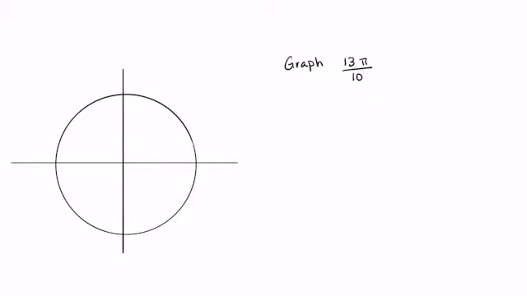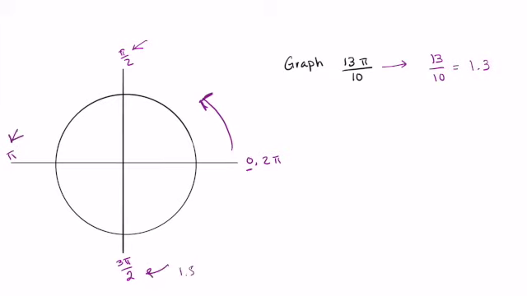Again, I'm positive, so I know that I'm graphing this way. But 13 pi over 10, that's a little weird because we had 0, 2 pi, pi over 2, pi, and then 3 pi over 2. Well, if I start looking at this as 13 over 10, I know that's 1.3. And so I know that if this is 0, this is 1/2, and 1, and 1.5, I know that 1.3 is going to fall somewhere around right here.